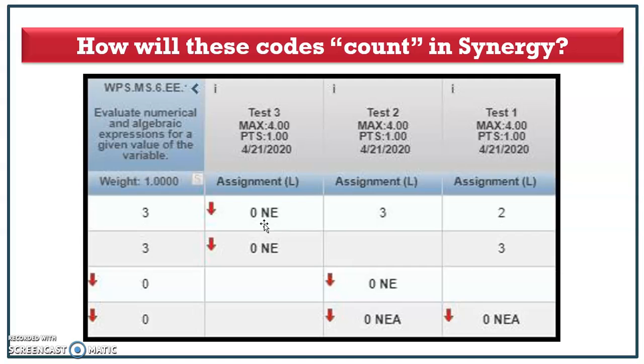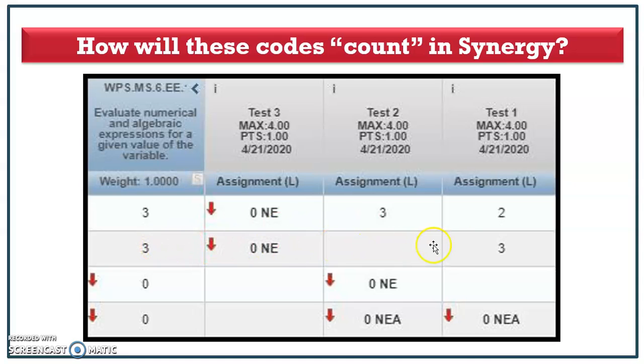However, if you look at this line, the student got a 2, the student got a 3, their overall target score is a 3. How Synergy calculates scores: if there's only 2 scores related to learning, it takes the most recent score.